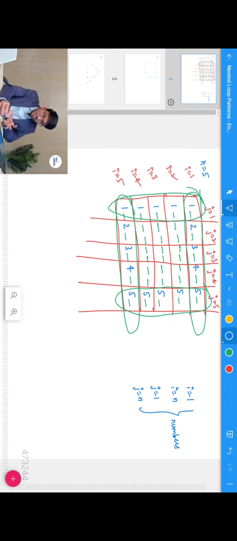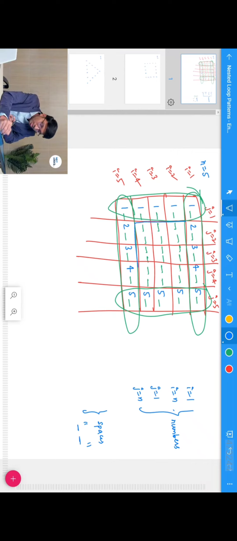For the others, if this condition is not true, then we'll print spaces. We'll just print two spaces. As you can see, two spaces. So basically, we'll visit all rows. That means my I will go from 1 to 5.